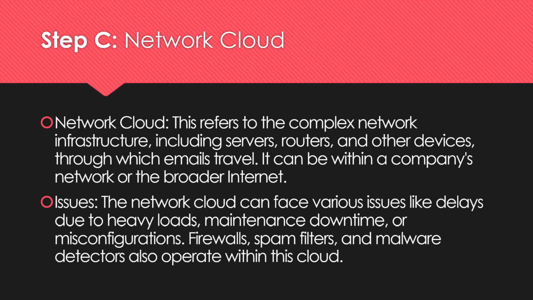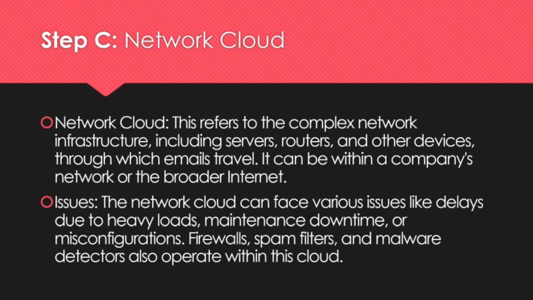Moving to the next step, that is step C, network cloud. Network cloud refers to a complex network infrastructure, including servers, routers, or other devices through which email travels. It can be within a company's network or a broader internet. The cloud can face various issues like delays due to heavy loads, maintenance downtime, or misconfigurations. Firewall, spam filters, and malware detectors can also operate within this cloud.